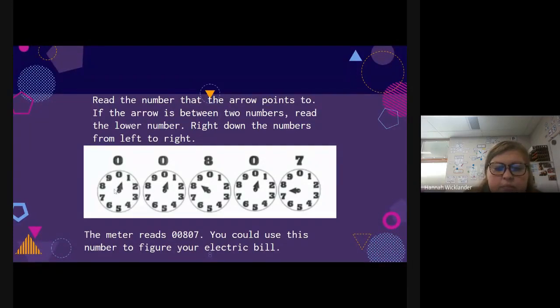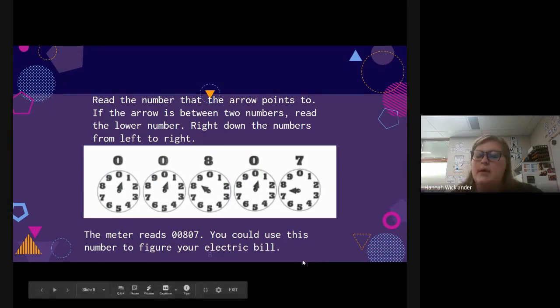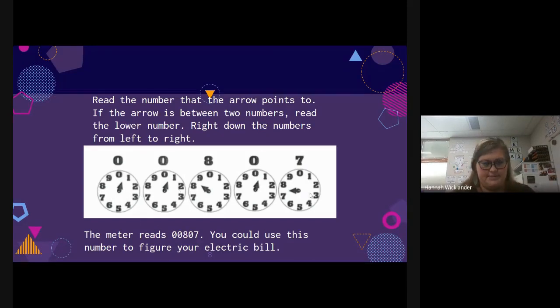So for this first one, we put 0. Second one, it's also between the 0 and the 1, so we'll put 0 again. And then on this third one, it's between the 8 and the 9. So the smaller number between those two is 8, another one of 0, and then this last one is between the 7 and 8, so the smaller number is 7. So that's how we read these 5 meters, and then you put your answer as 5 digits.